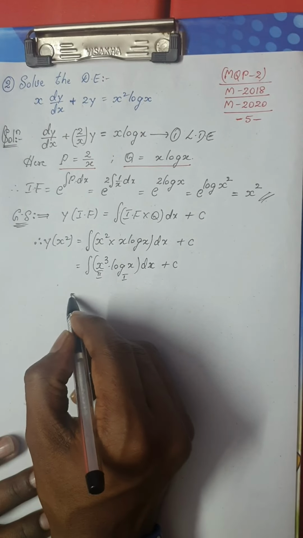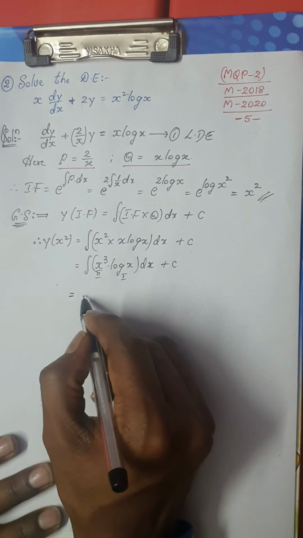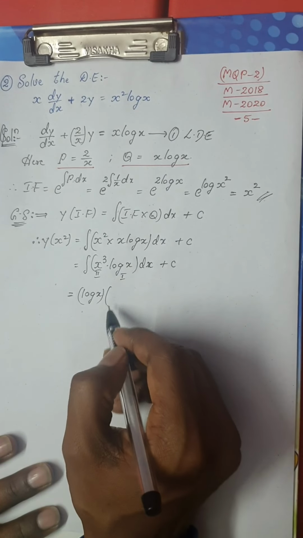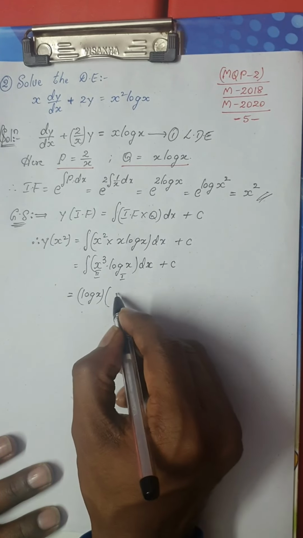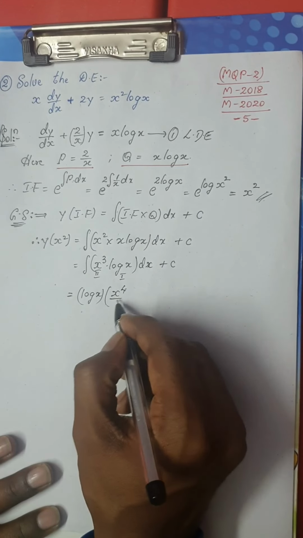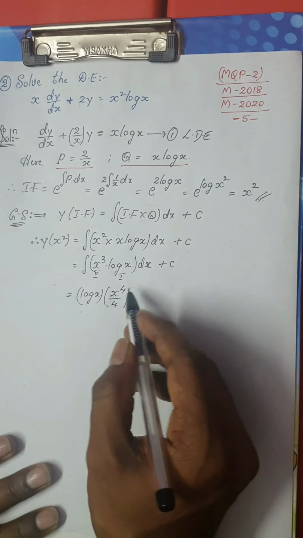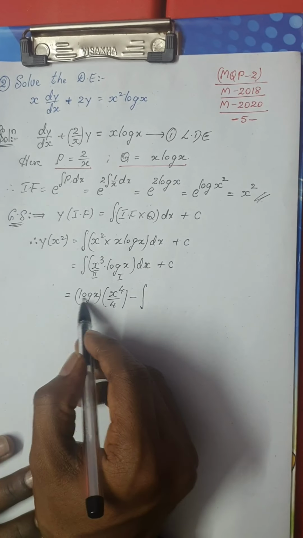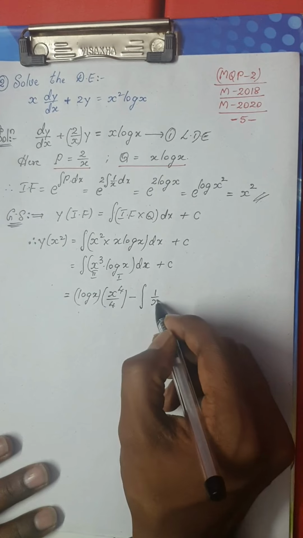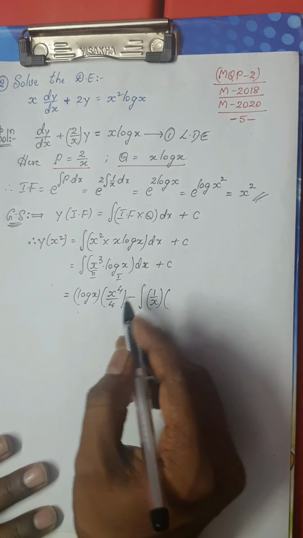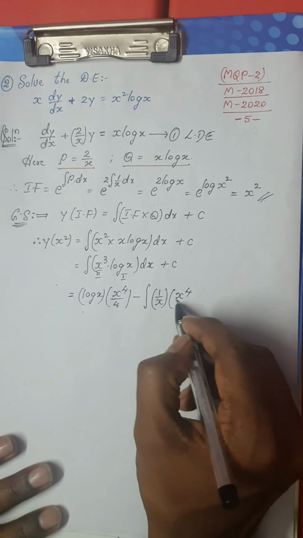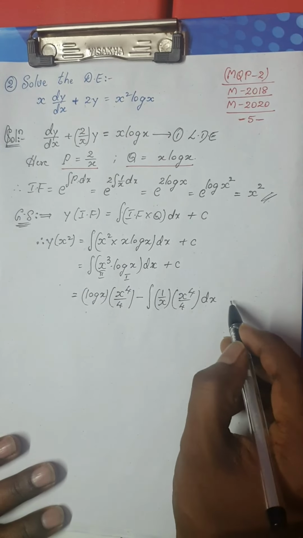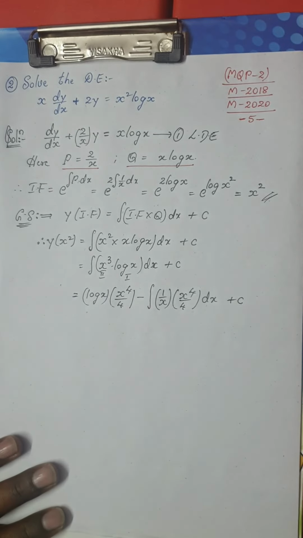So what is the process of integration by parts? Keep the first function as it is, which is log, and integrate the second function. What is the integration of the second function, which is x cube? It would be x power 4 divided by 4, minus integral of the derivative of the function which is kept as it is, which is nothing but 1 by x, and you write this term as it is, which is x power 4 divided by 4, dx. And this constant is here as it is.